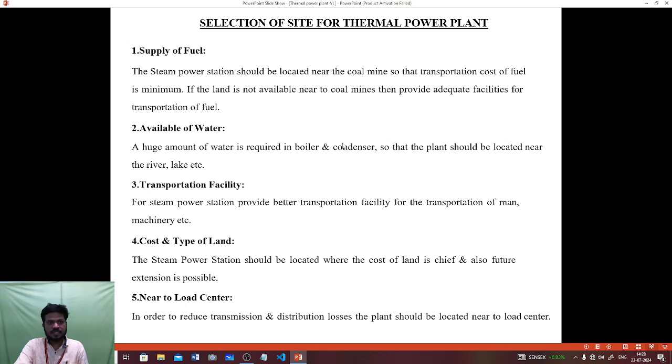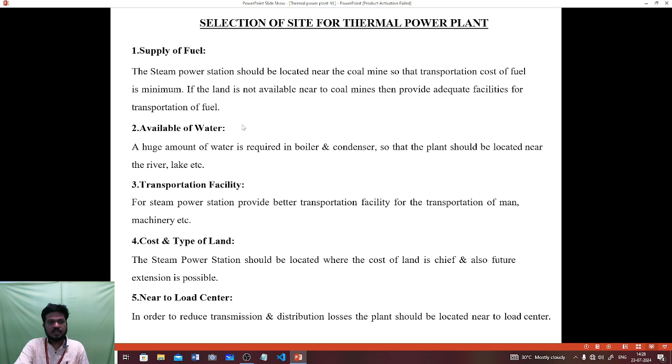Next, we are going to see the selection of a site for a thermal power plant. Initially, the first main requirement is the supply of fuel. The main fuel, the raw material, is coal. The steam power station should be located near the coal mine so that the transportation cost of fuel is minimum. If land is not available near the coal mines, then we can provide adequate facilities for transportation of fuel, such as being near the sea, a railway station, or other transportation facilities.